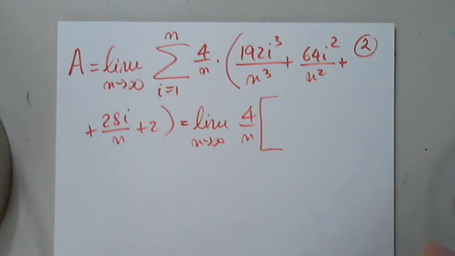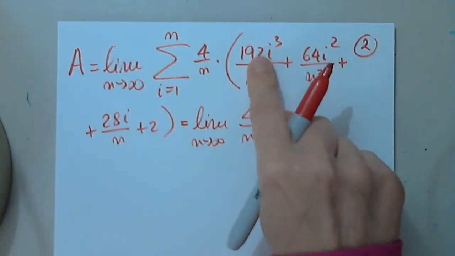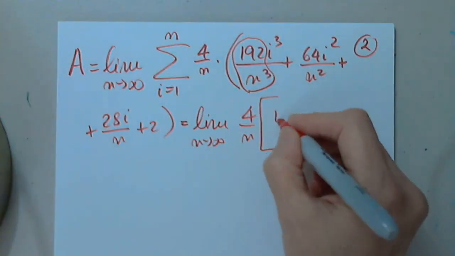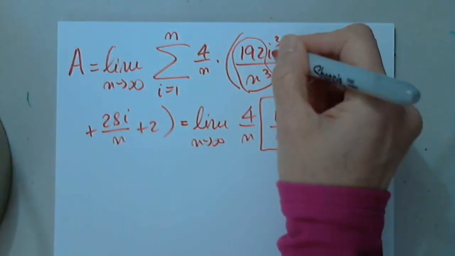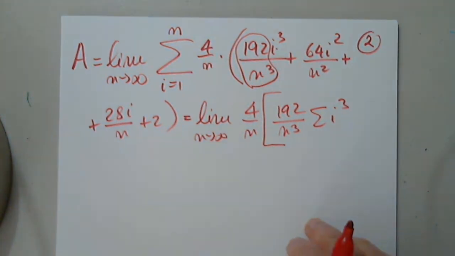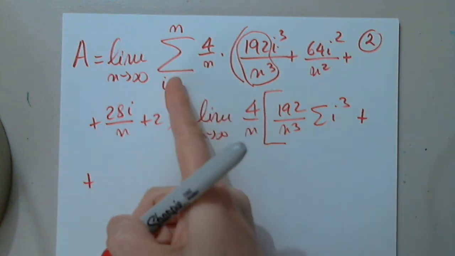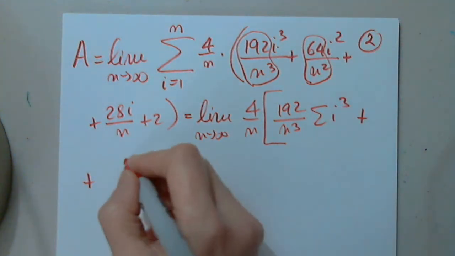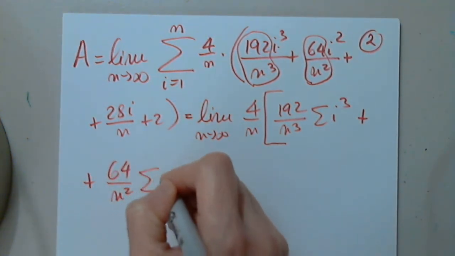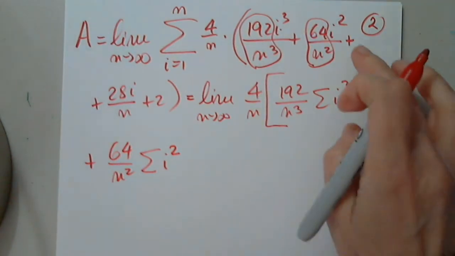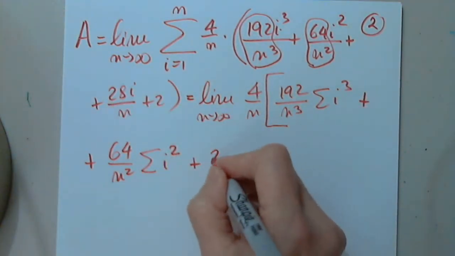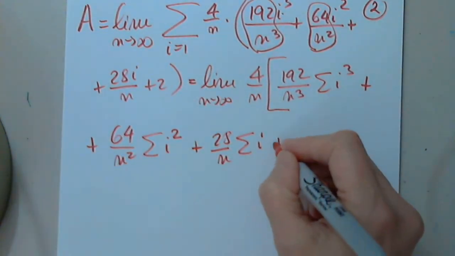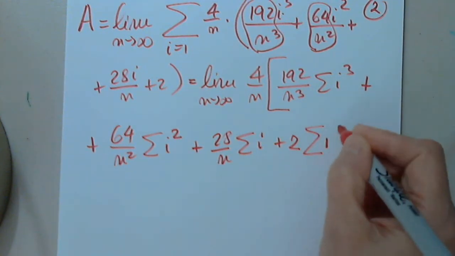I would like to cut back on writing if possible. I will have the sum of this, but this is a constant. So I'll put it in front, 192 over n cubed and the sum of i cubed. Plus, it's the sum of the second term, but this is a constant. So I will write 64 over n squared, the sum of i squared, plus 28 over n, the sum of i. Always remember, when we get to a constant, you have to write 2, the sum of 1.